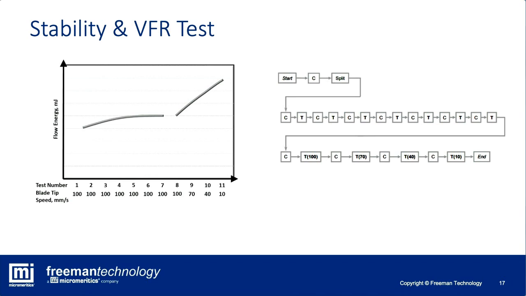And once we've completed the stability portion of the test, we do the variable flow rate section, where we are again conditioning and testing the powder. However, now we are adjusting the tip speed as we traverse through the powder bed. And thus we can characterize the powder's sensitivity to the flow rates and better understand how it's sensitive to different processing parameters, such as tip speed.